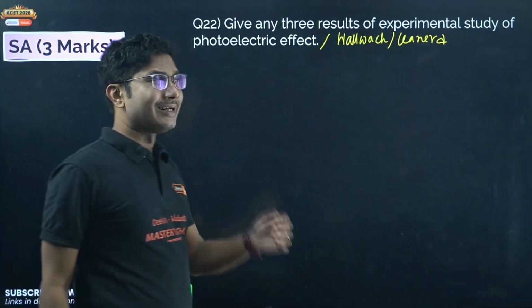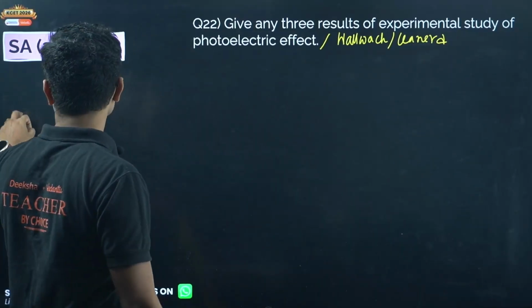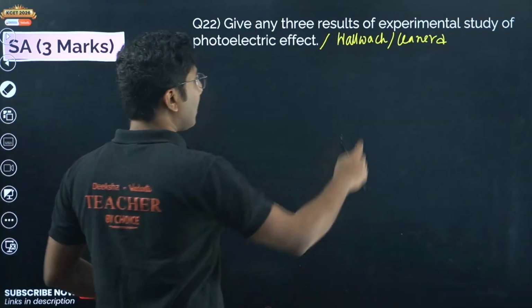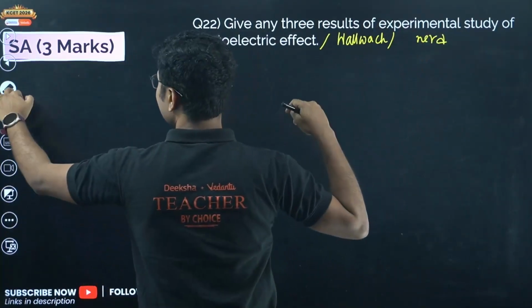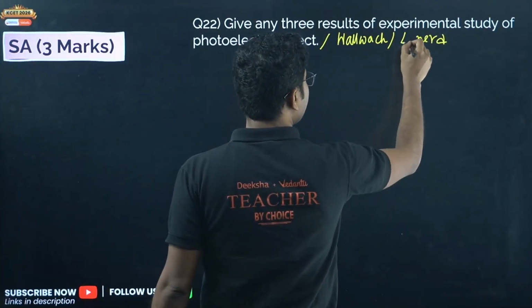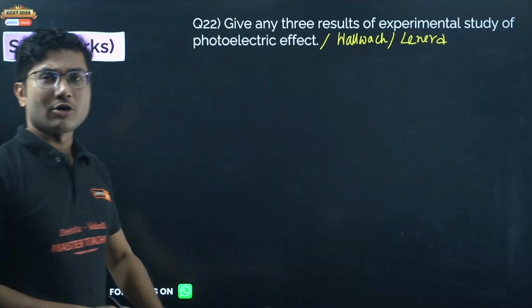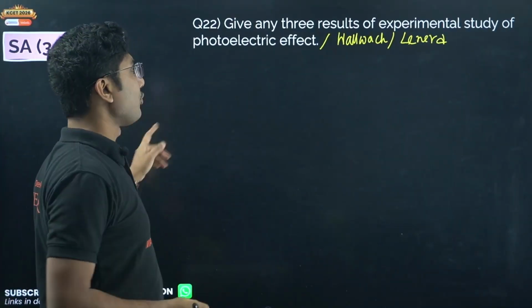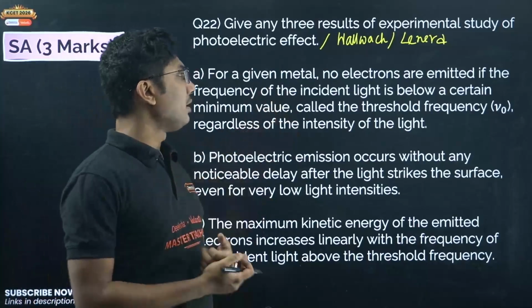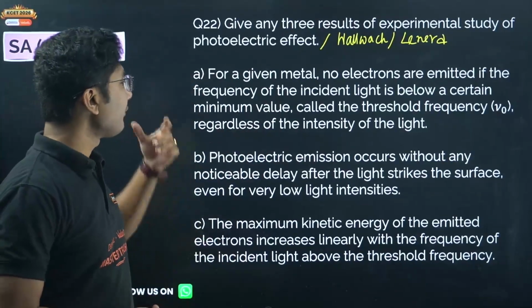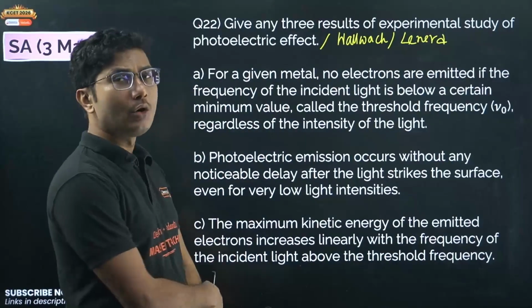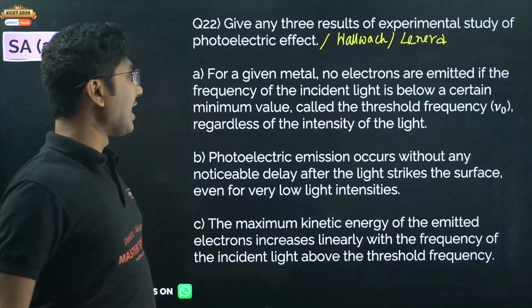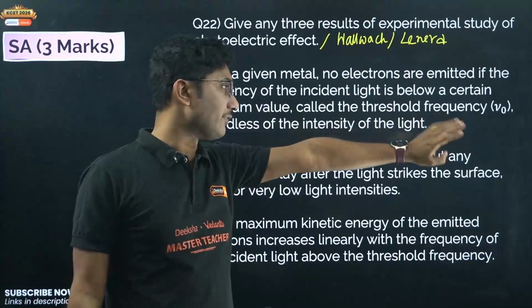Okay, Hallwachs and Lenard's observation, same question, only the name is different. Hallwachs-Lenard's observation, or any observation of the photoelectric effect, same question. For a given metal, no electrons are emitted if the frequency of the incident light is below a certain minimum value called the threshold frequency. Very important.